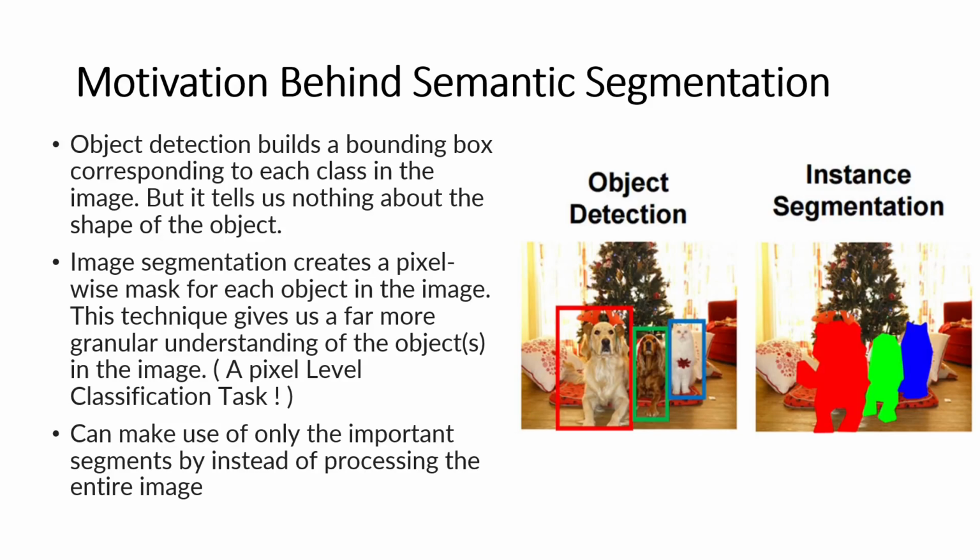Detection can build a simple bounding box corresponding to each class in the image, but it doesn't tell us anything about the shape of the object. Image segmentation works on every single pixel and classifies that pixel to a particular class. This helps in creating a pixel-wide mask for a more granular understanding of the object.